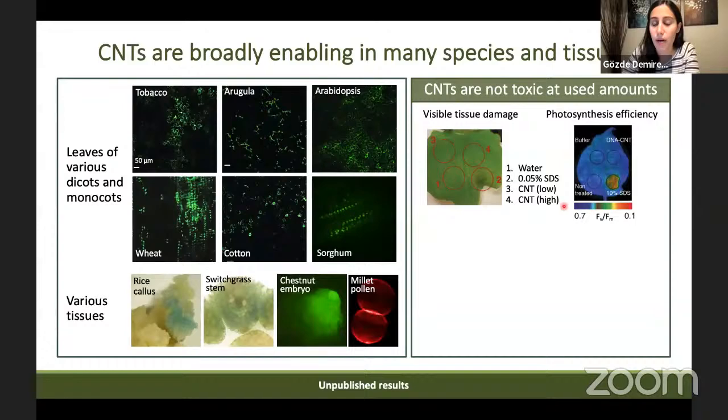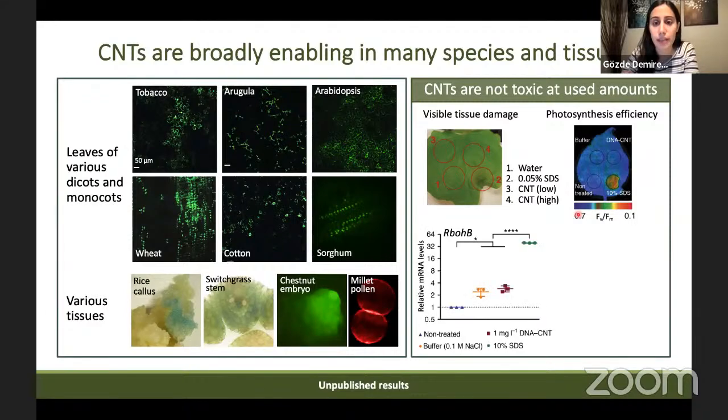We could also look at the rates of photosynthesis in these areas. So this is a way of quantifying photosynthetic efficiency. So in the area where we infiltrated the SDS stress inducer, we see low values of photosynthesis efficiency. That means that that area is affected. But in the area where we infiltrated the carbon nanotubes, the plant is able to do photosynthesis just like a non-treated area.